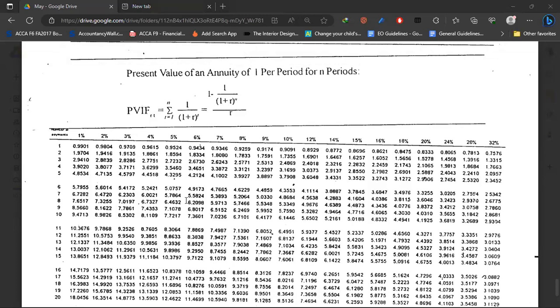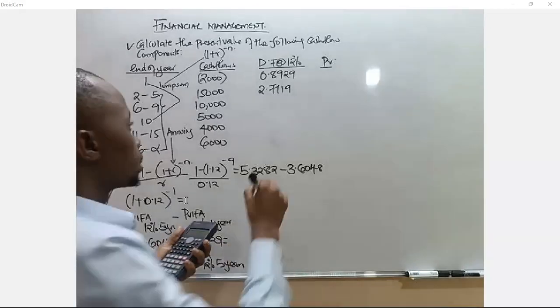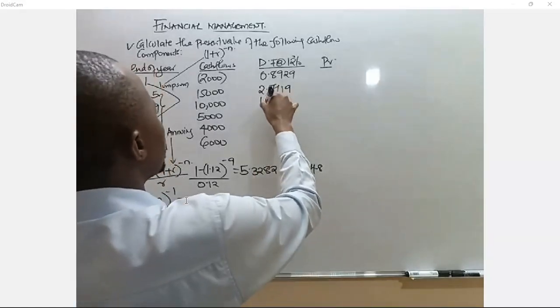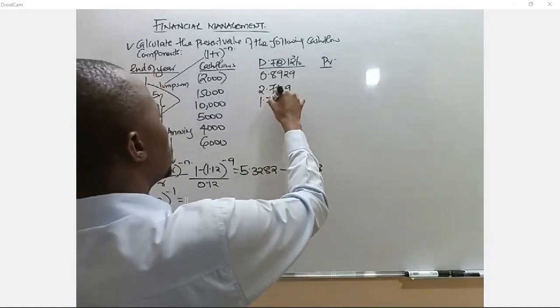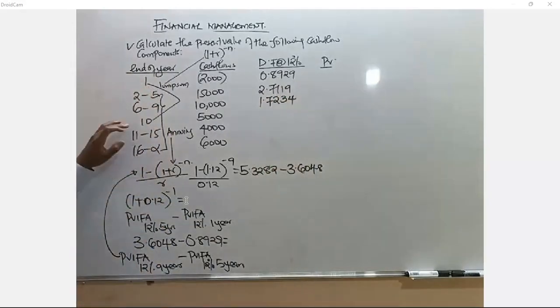All right, so let us do our deduction here to get our discount factor. 5.3282 minus 3.6048 is 1.7234.